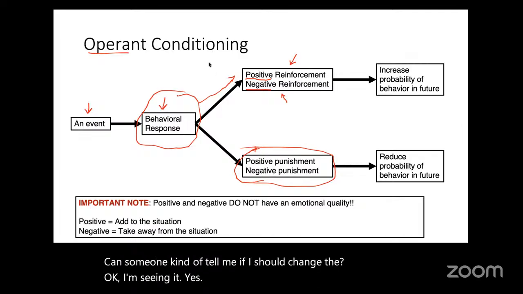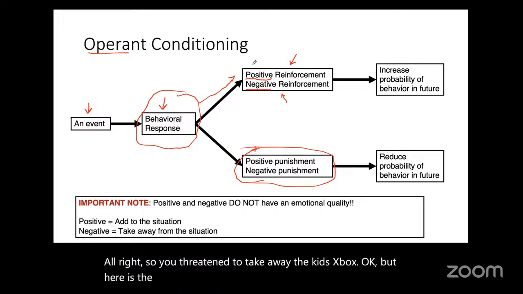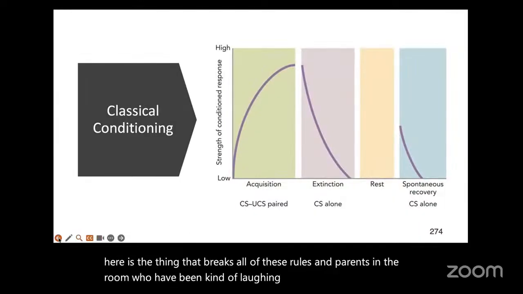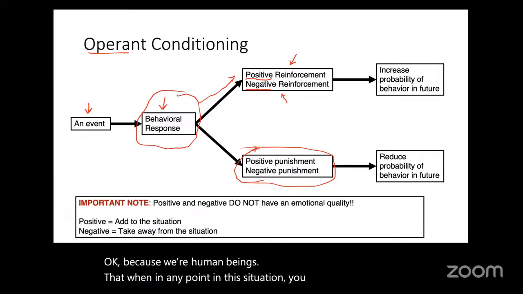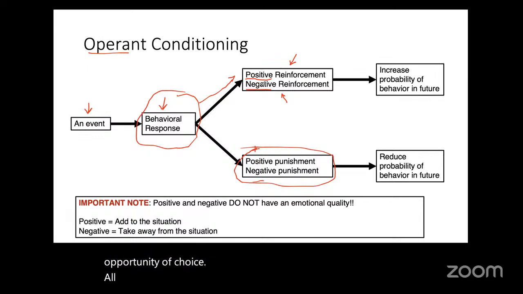All right. So you threaten to take away the kid's Xbox. But here is the thing that breaks all of these rules, and parents in the room who have been laughing and saying these things don't really work, let's explain why. Because we're human beings, when at any point in this situation you implement the opportunity of choice, all the laws and rules that govern operant conditioning are out the window.